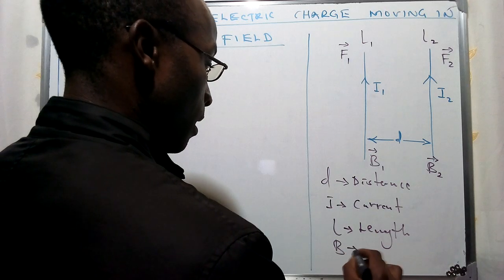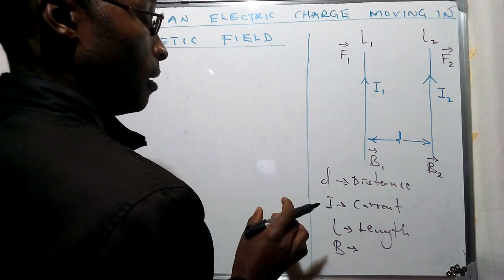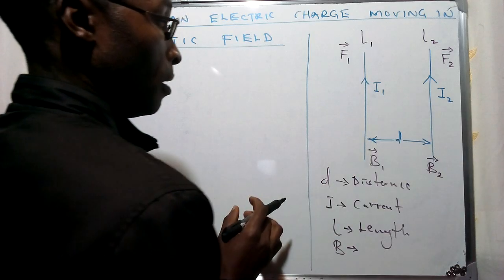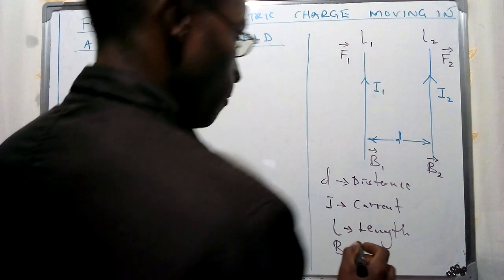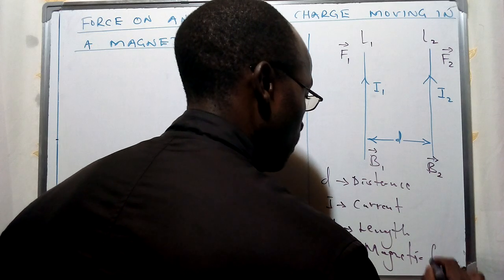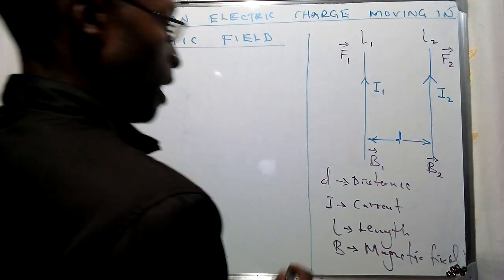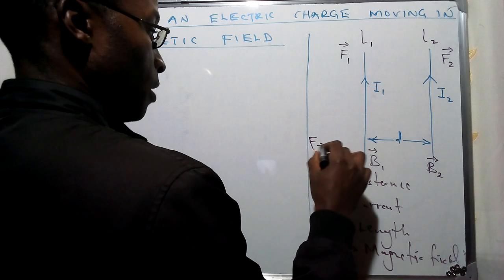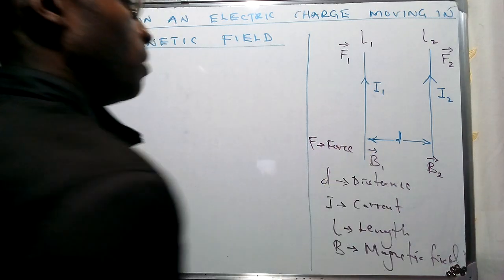So we have touched on various aspects of this interaction between different types of forces and the interaction between these two specific conductors. And therefore, we are going to give the magnetic field as B. And of course, F is going to represent what we refer to as a force being experienced.